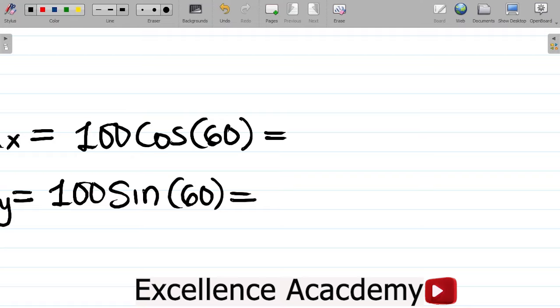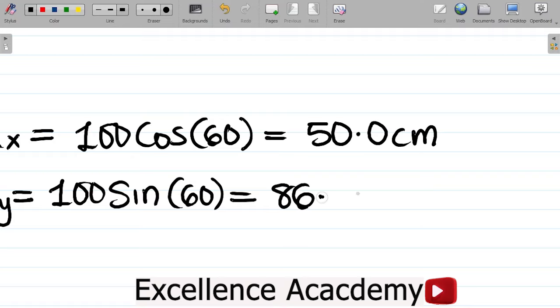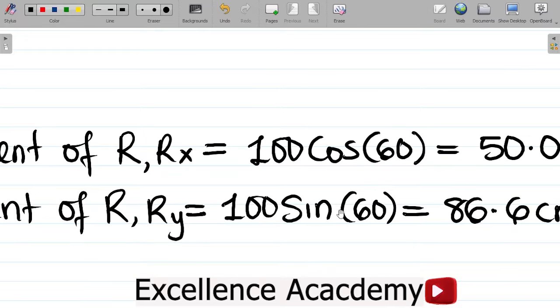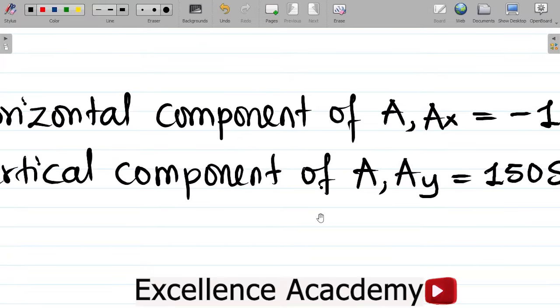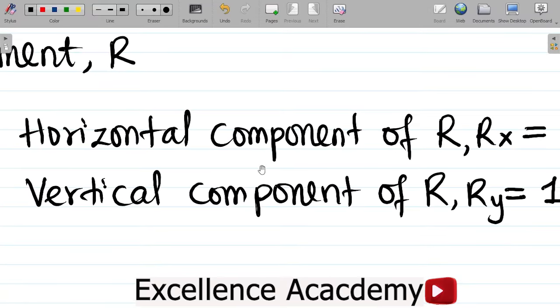100 cosine 60. What do I have there? The value is 50. Expressed to one decimal place, it becomes plus 50.0 centimeters, the horizontal component. For the vertical component, 100 sine 60 gives approximately 86.6 centimeters in one decimal place. So we've gotten the horizontal and vertical components of displacement A, as well as those of the resultant.